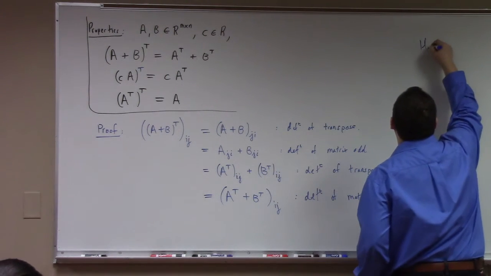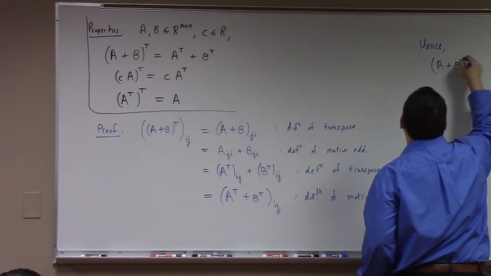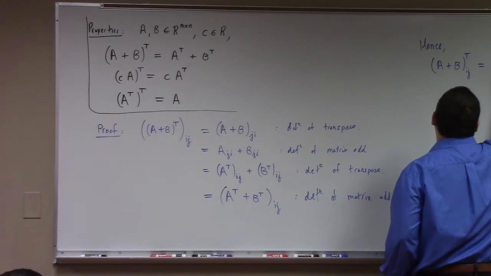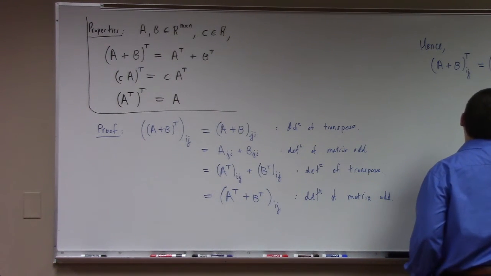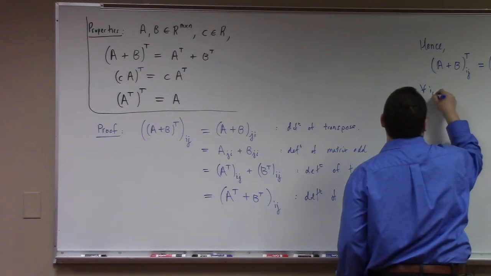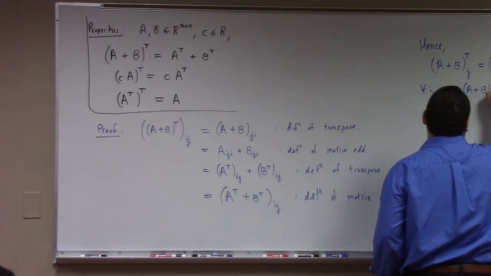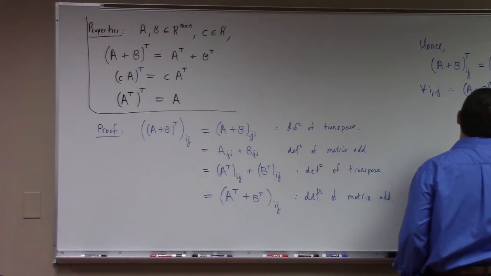And then hence, (A plus B) transpose ij is equal to (A transpose plus B transpose) ij for all i and j. Therefore, (A plus B) transpose is A transpose plus B transpose.